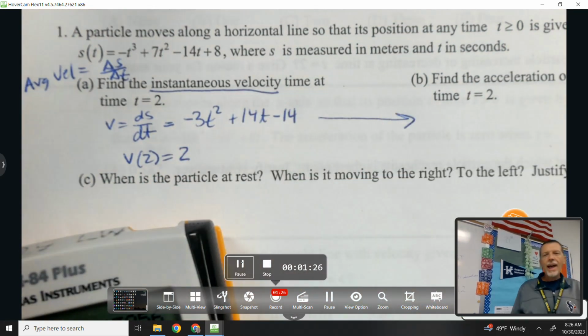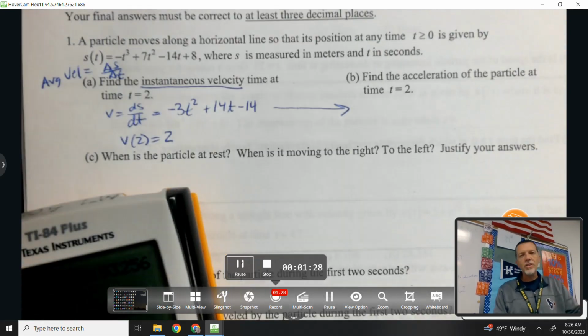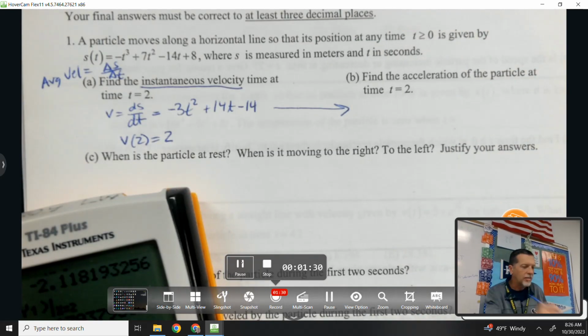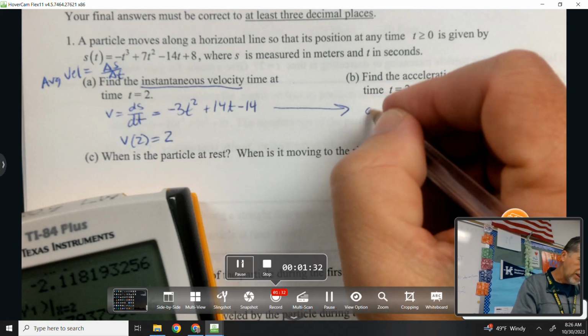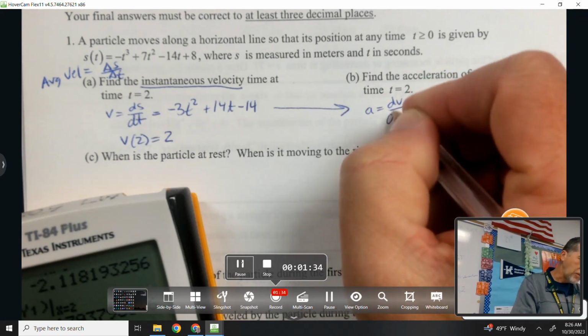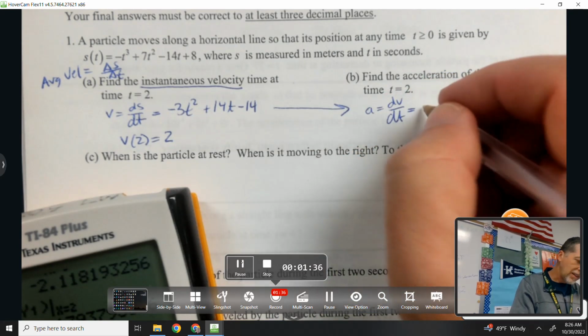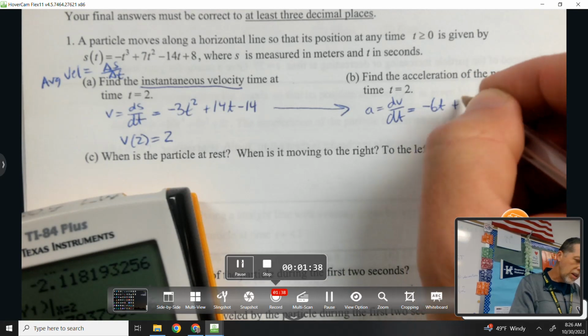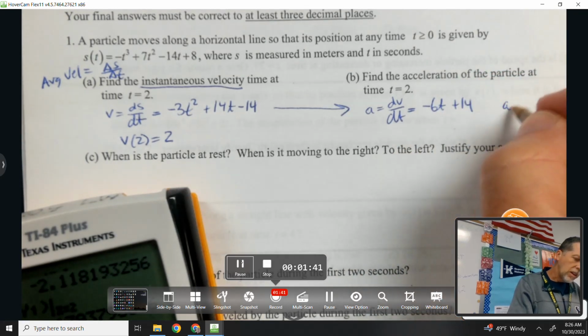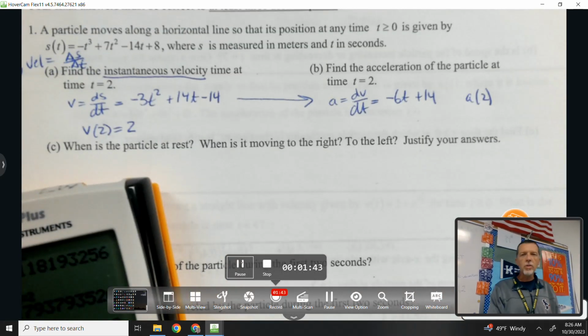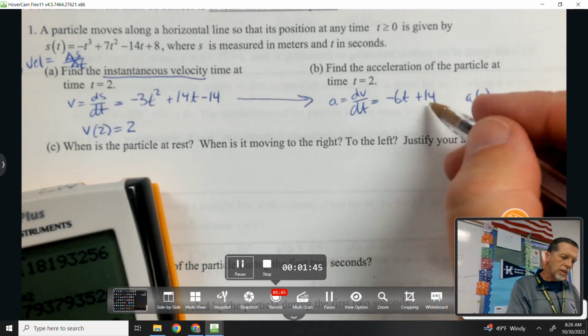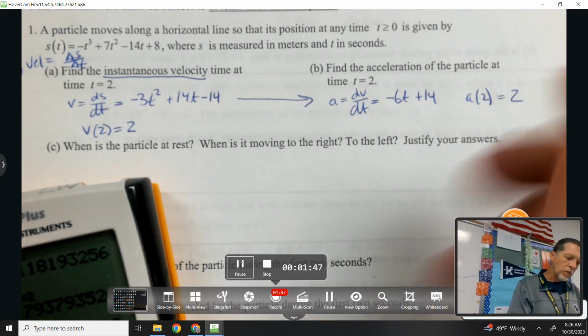Acceleration. This is a calculator question, so I could let the calculator find the derivative of velocity, but this is also a really easy question, so I'm just going to do it by hand. Negative 6t plus 14. So if I plug in 2, negative 12 plus 14 is 2.